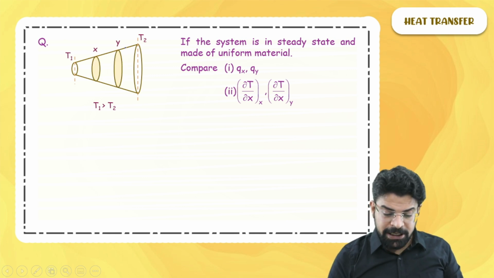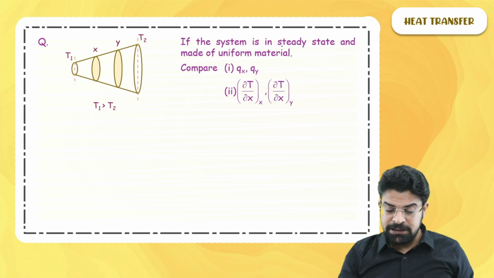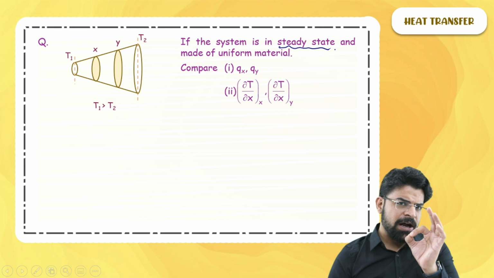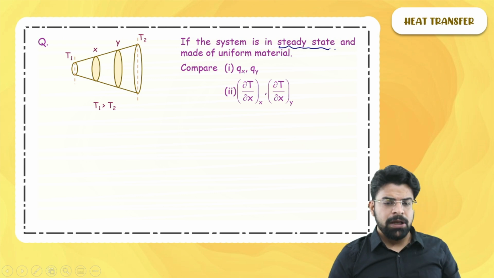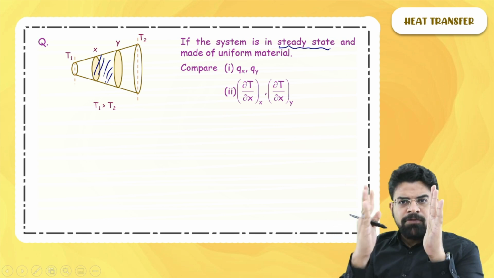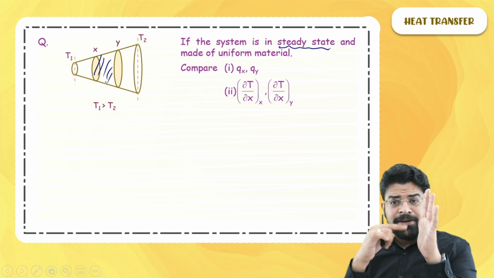They have told me that this truncated cone is under steady state. It means that the temperature of any part does not change with time. If I just focus on the part of this truncated cone between X and Y, the temperature of every point here remains constant.